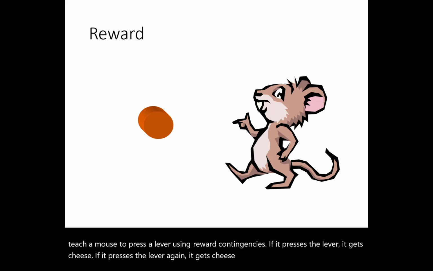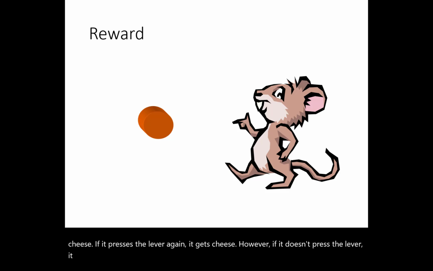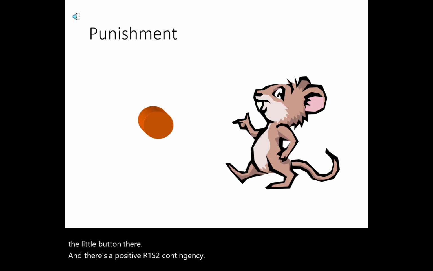However, if it doesn't press the lever, it doesn't get cheese. Cheese is the S2, it's appetitive, the target response is pressing the little button there, and there's a positive R1 S2 contingency.